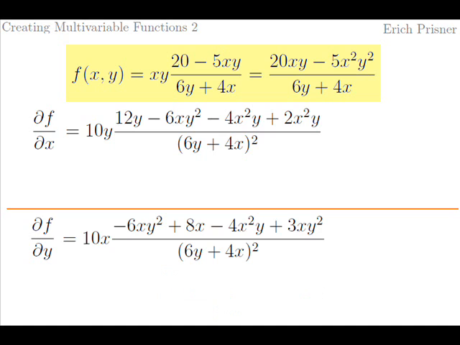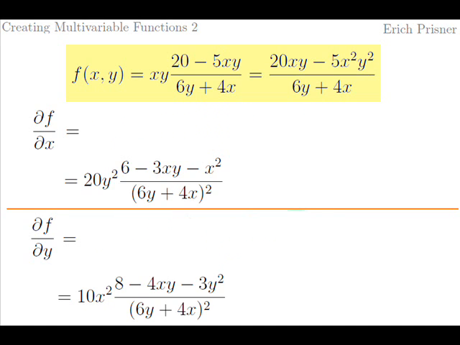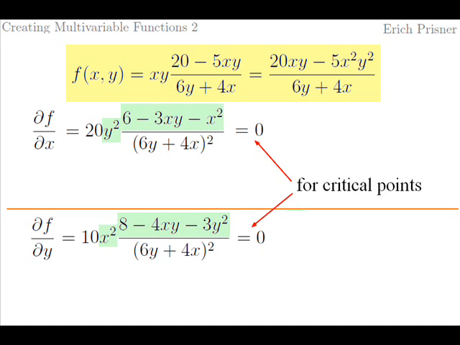Then we can factor a little more, having a common factor of 2y in the four terms of the first expression and a common factor of x in the four terms of the second expression. So we get this. And that. Now the critical points are where both partial derivatives are equal to 0. That means that their numerators must be equal to 0, so we get y squared times (6 minus 3xy minus x squared) equals 0, and x squared times (8 minus 4xy minus 3y squared) equals 0.